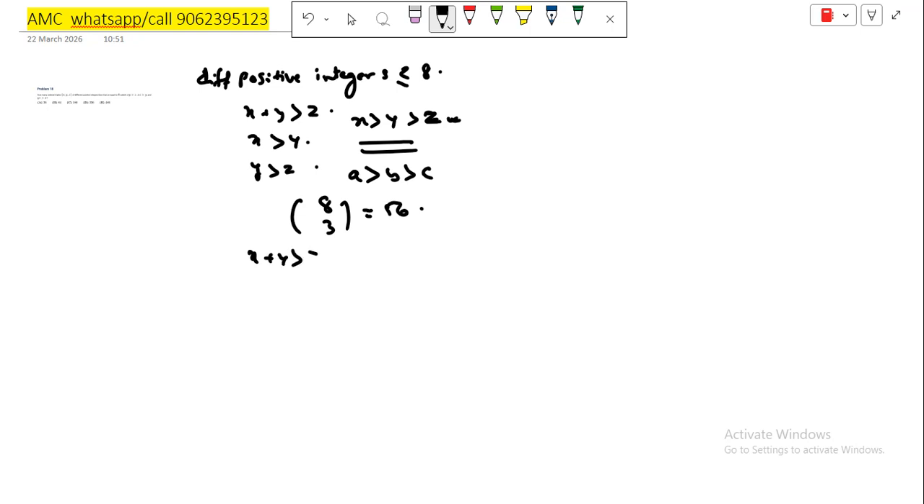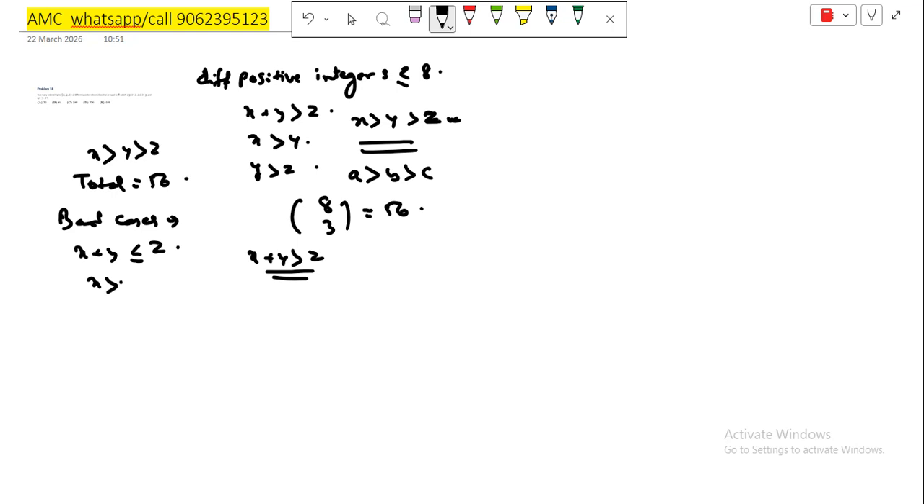x plus y greater than z. So we must filter. Now all the triples with x greater than y greater than z, total will be 56. Now the bad cases are when x plus y is less than or equal to z. But wait, we already have x greater than y greater than z, right? So x is biggest, z is smallest. So x plus y greater than z, this is always true, right?